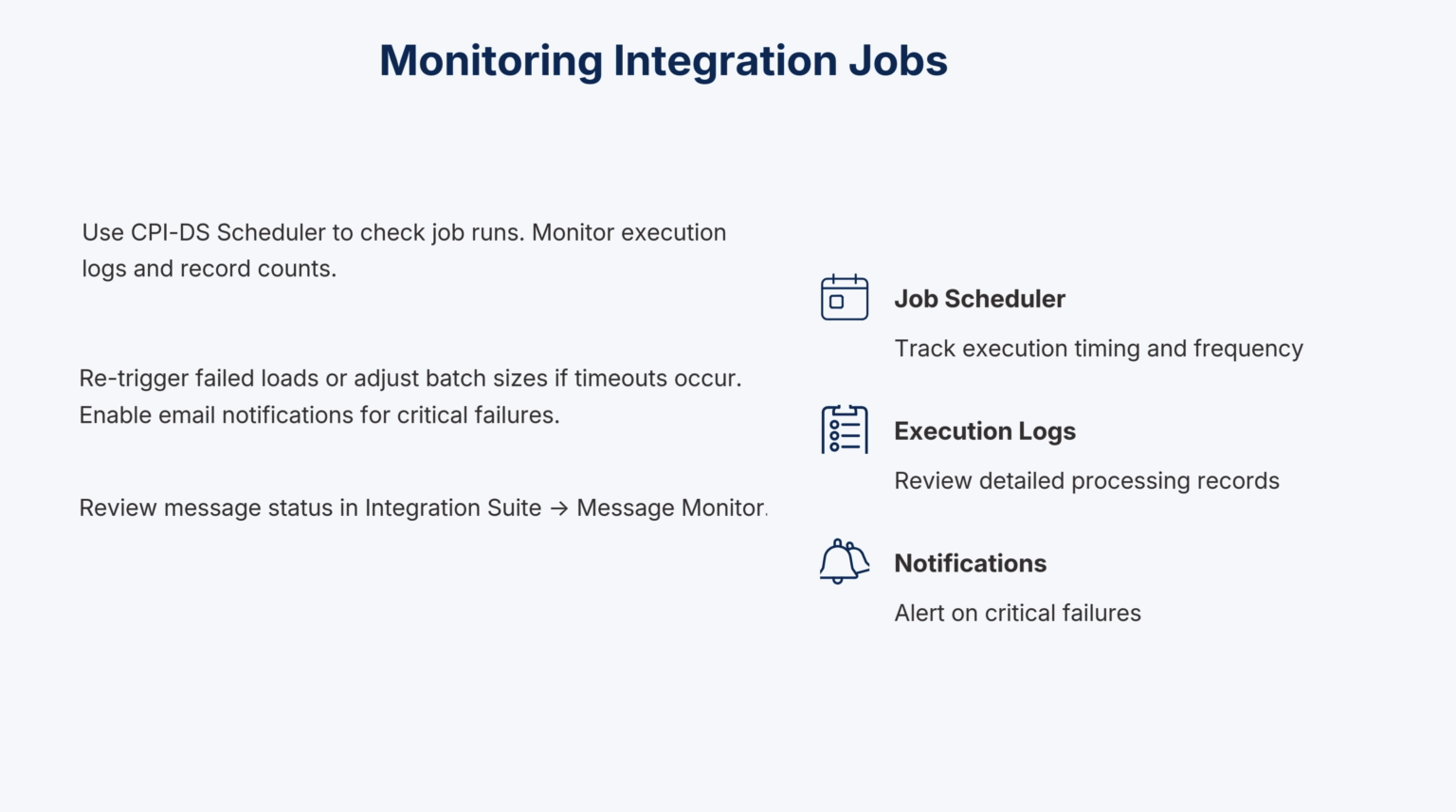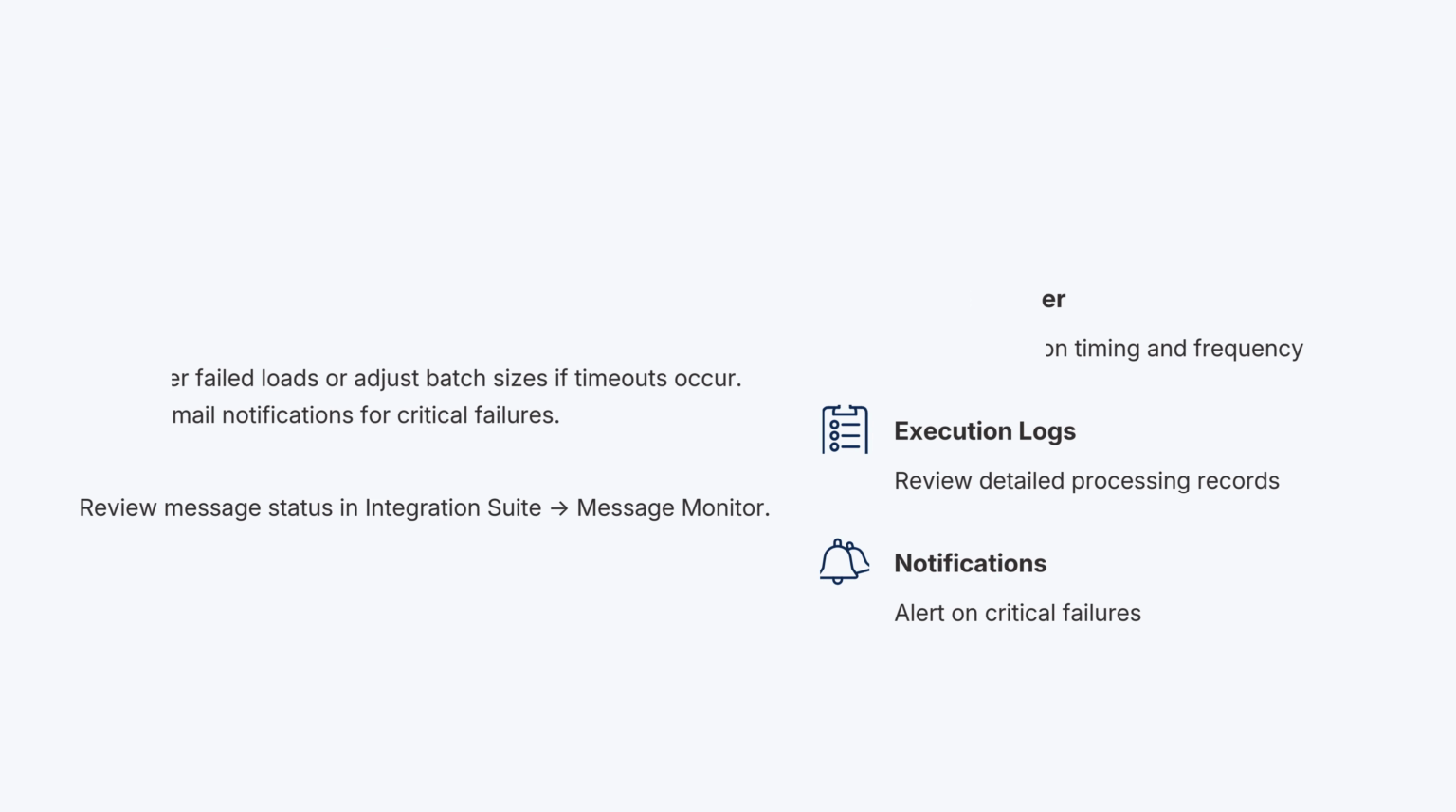Monitoring integration jobs. Every CPI-DS job run creates a log. Check the scheduler dashboard to confirm successful job execution. Review record counts, timestamps, and error messages. For failed batches, retrigger or adjust batch size limits. In SAP Integration Suite, use Message Monitor to check the pipeline flow between systems.